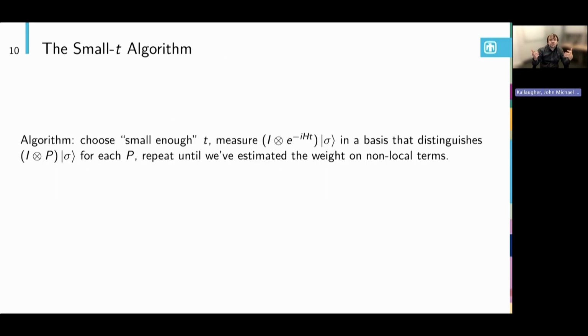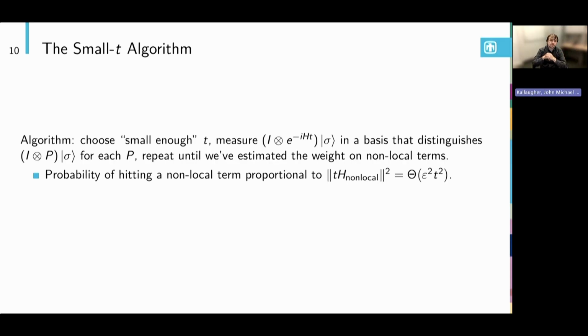And so the algorithm that this gives you is that you choose some t small enough that this first order approximation of e to the minus iHt holds well enough for your purposes. And then you measure I tensor e to the minus iHt times sigma in a basis that differentiates I tensor P times sigma for each P. Each of those iterations lets you sample a term with some probability, and you repeat until you've estimated the weight on the non-local terms in your Hamiltonian H.